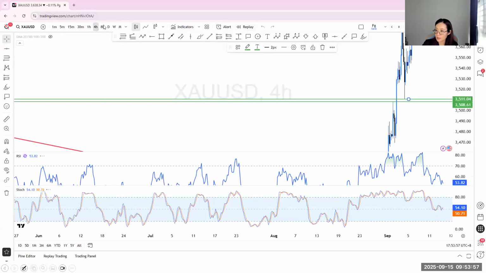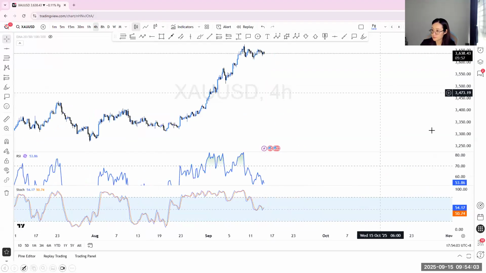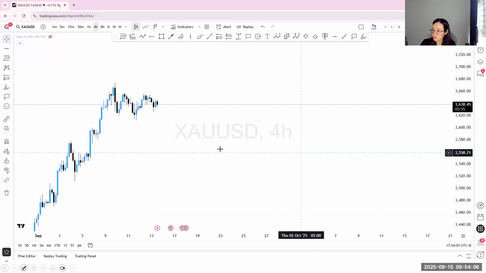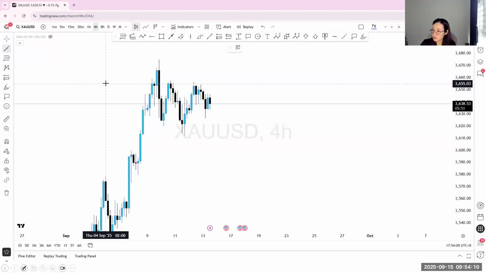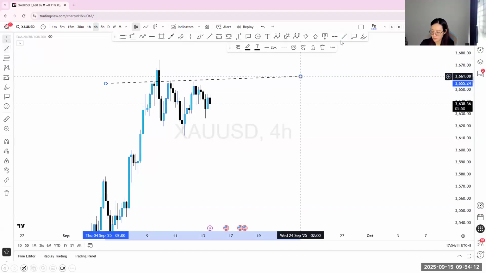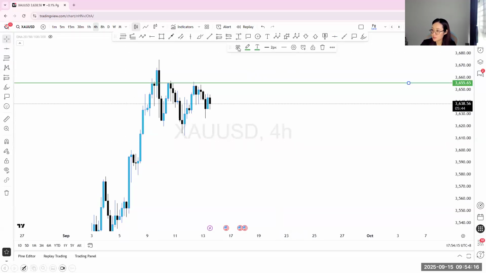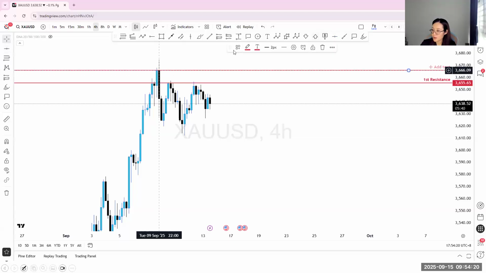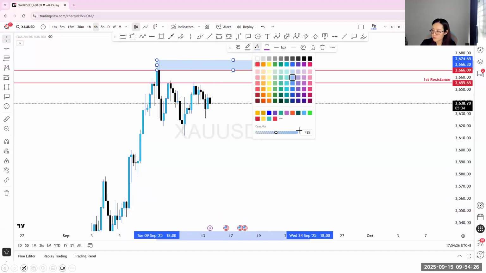Okay, going to move back here. Now, go back here again. I think gold is just sideways today. There's no news. This is still the first resistance level. I will identify this as my first resistance level. The second resistance I put here, and then I'm going to highlight the zone, the body and the wick. So these are zones.